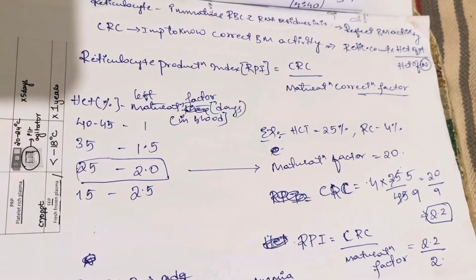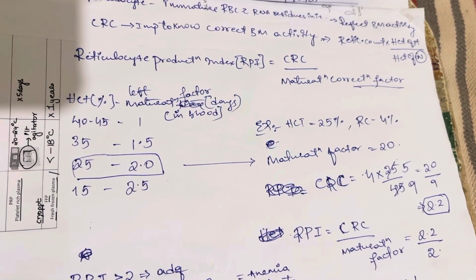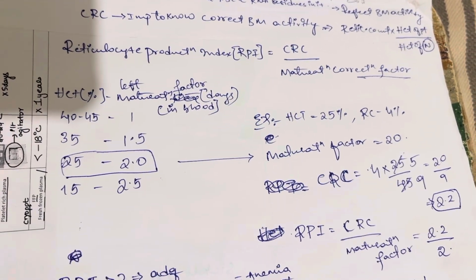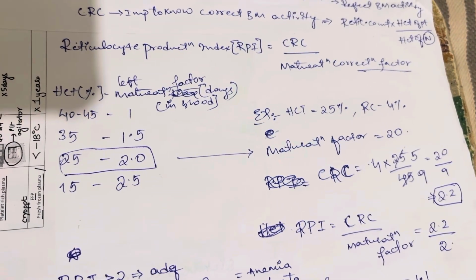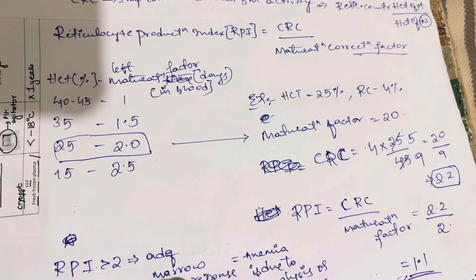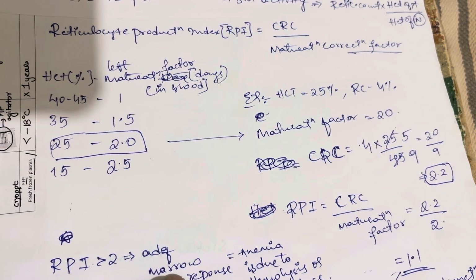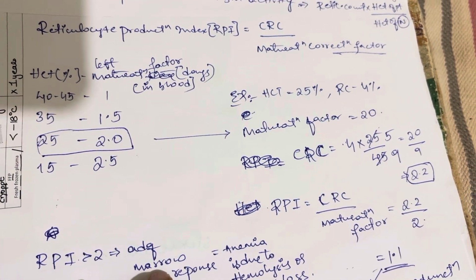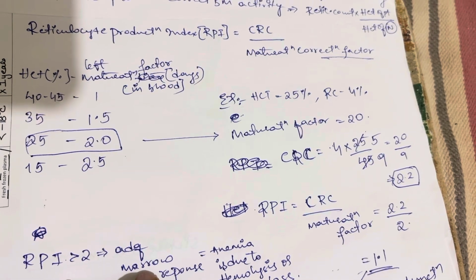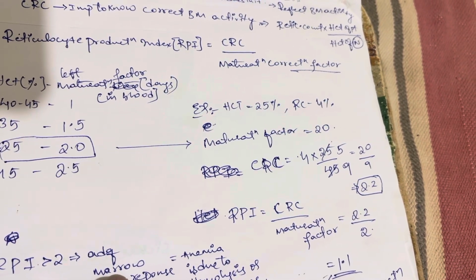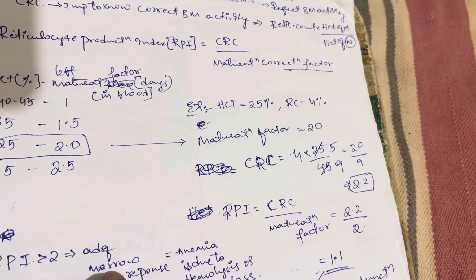Reticulocyte count is nothing but immature RBC with RNA residues in it. It reflects bone marrow activity. Corrected reticulocyte count is important to know the correct bone marrow activity. It is calculated as reticulocyte count times hematocrit of the patient divided by hematocrit of a normal person.